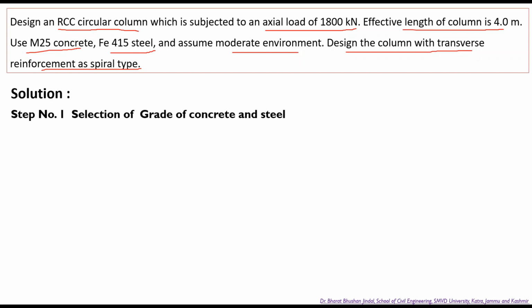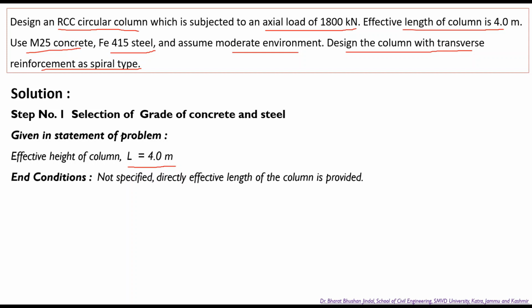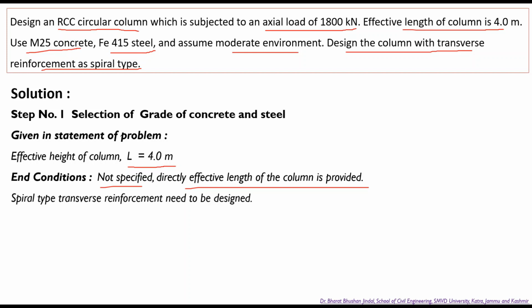Now, let us first of all collect the information which is available in the statement itself. That means what is grade of concrete, what is grade of steel, etc. First of all, as it is given in the statement, the effective length of the column is 4 meters. So the unsupported length is not given, directly effective height is given. The end conditions are not specified. Directly it is given that it has an effective height of 4 meters, so we need not do any other type of calculation. And spiral type of transverse reinforcement needs to be designed.